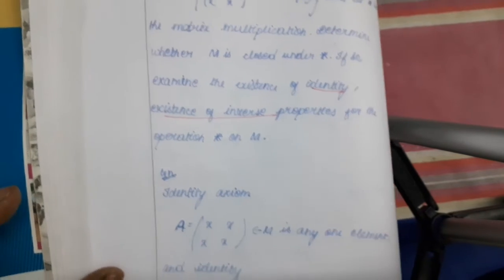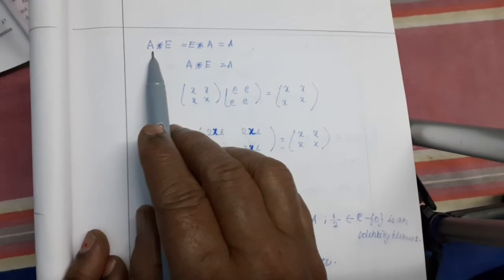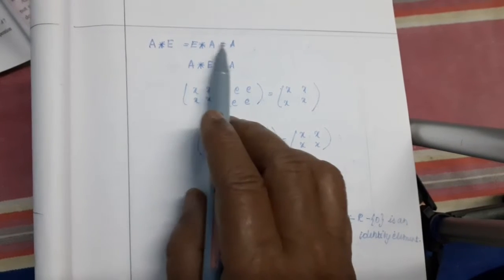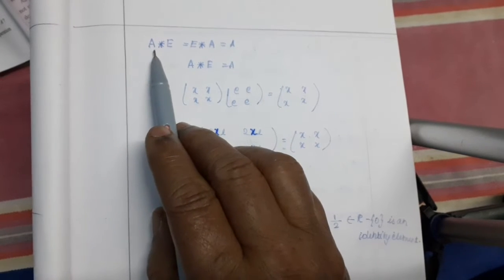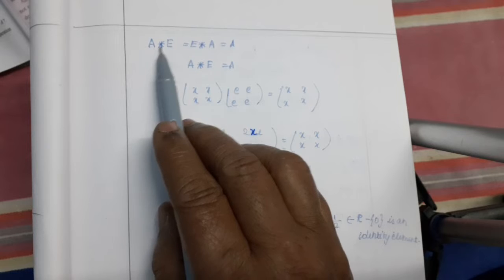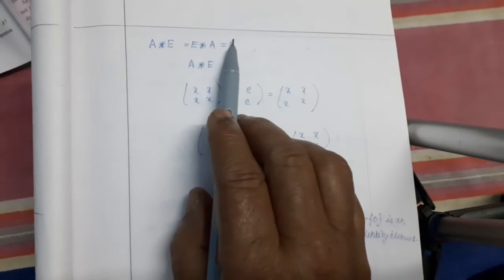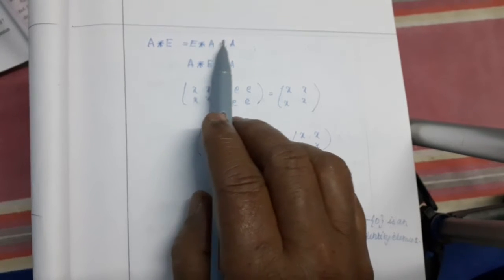What is the property for that one? We know what the identity element is. When an element is multiplied with the identity, we get the same answer, because 1 plus 0 equal to 0 plus 1. So 0 is the identity, the additive identity. Similarly, A star E equal to E star A equal to A.